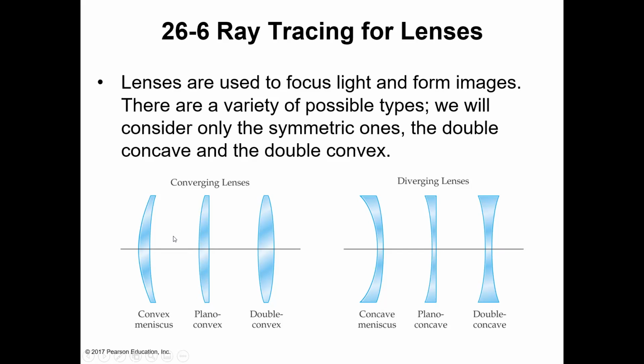Now, what is the next one? What's the name of the next one? It's called a double convex. Why do we call them a double convex? If you look at the curvature, they are all the same. In simple words, they are symmetric. So we call them a double convex. They have the same center of curvature.